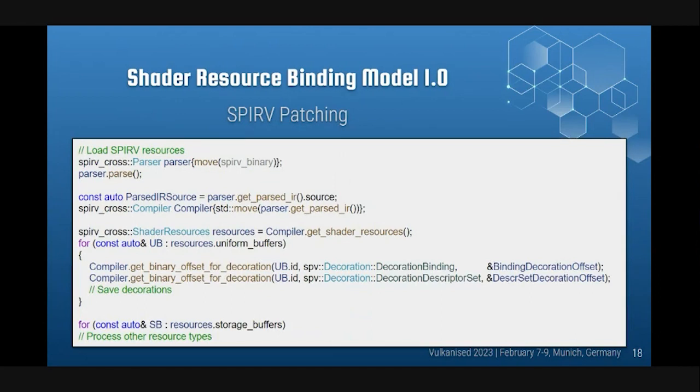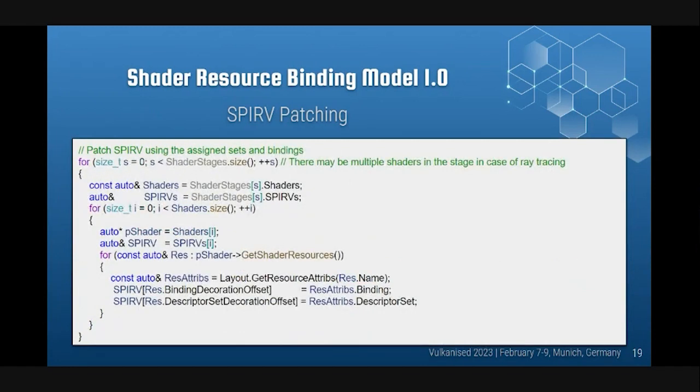So after we assign these descriptor sets and bindings, we need to patch the SPIRV bytecode to make it consistent. We use SPIRV cross to parse the SPIRV and get the offsets for the descriptor binding and descriptor set decorations. So when a shader is loaded, we use SPIRV cross to store these offsets. And when a pipeline is created, we use these stored offsets to patch the shaders.